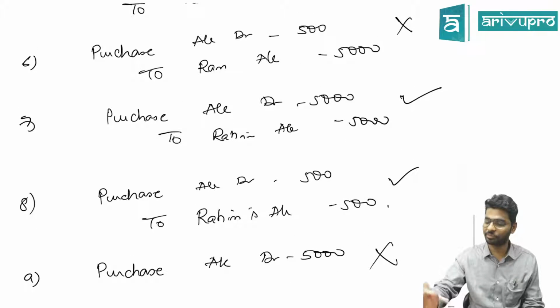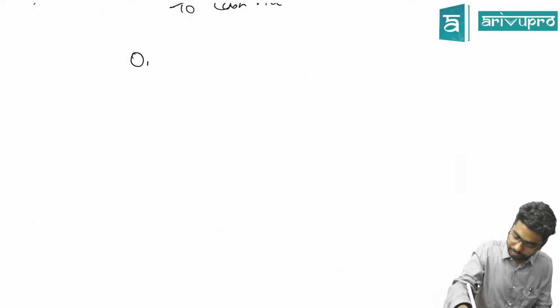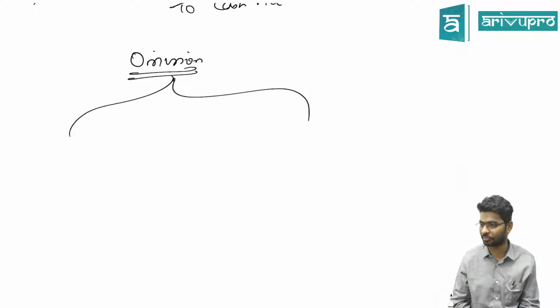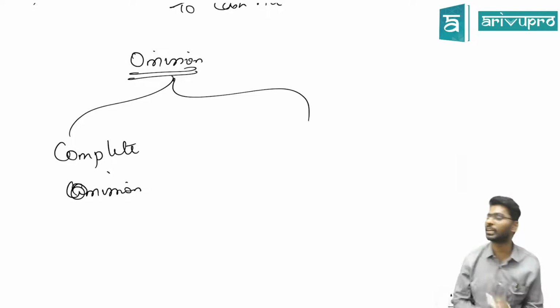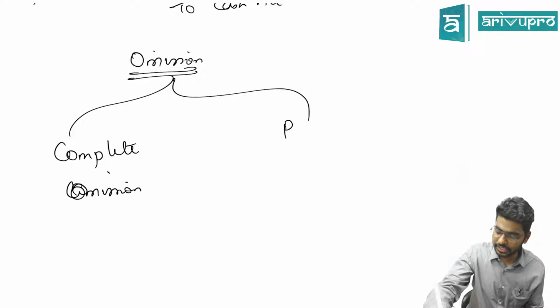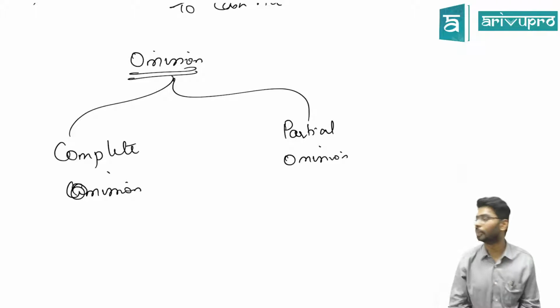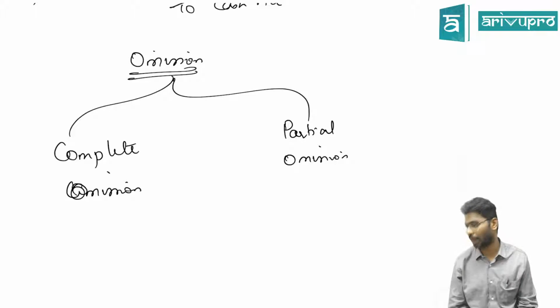Okay, let me come to the second kind of error. We are talking of omission, right? Under omission, there are two kinds of omission that can happen. One known as complete omission. The second one known as partial omission. What are the two kinds of errors that can happen? Complete omission or partial omission.